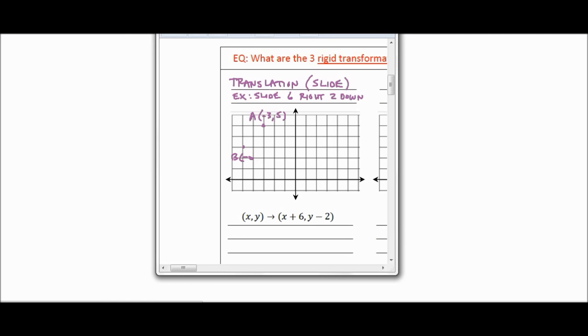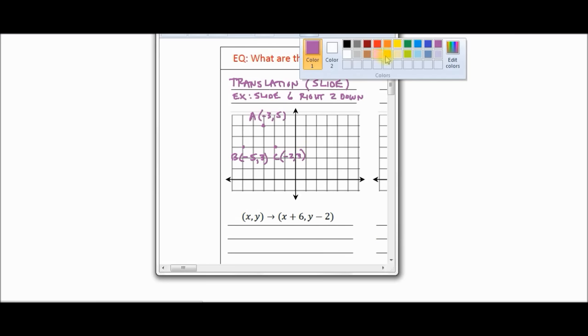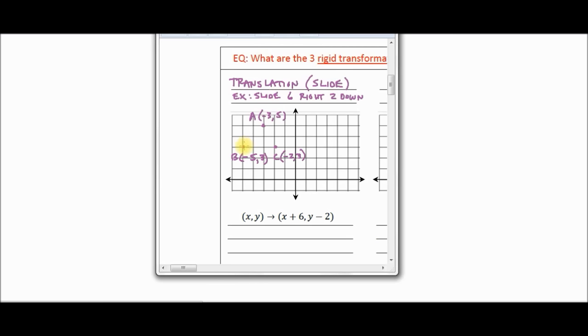I better make that readable so you guys can read it when you're watching. -5, 3. And then let's draw another point here. Let's label that as point C. And that looks like -2, 3. Okay, and let's go ahead and connect these. Let's connect them with a red. I'll do my best to draw straight lines here. So there's our original triangle.